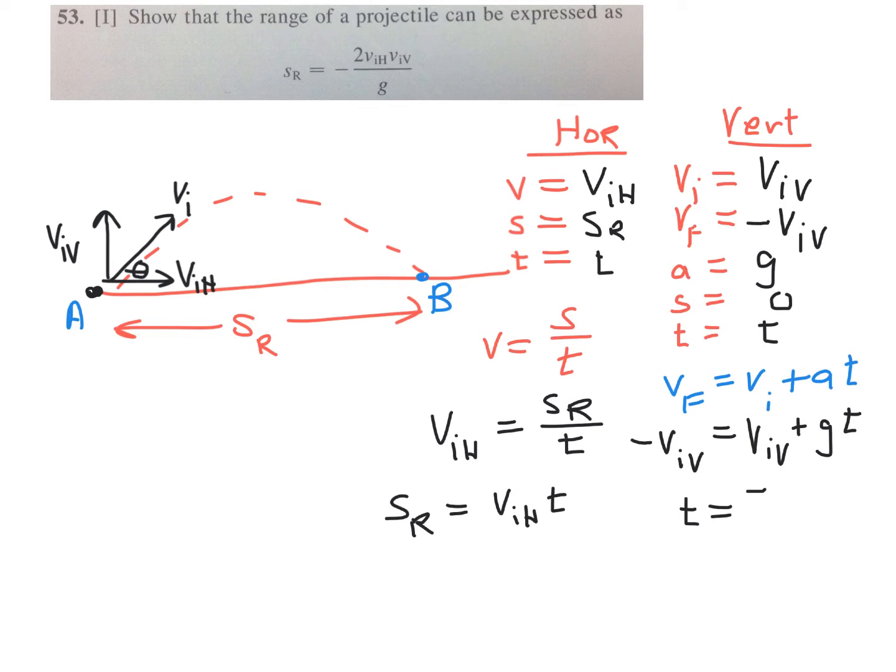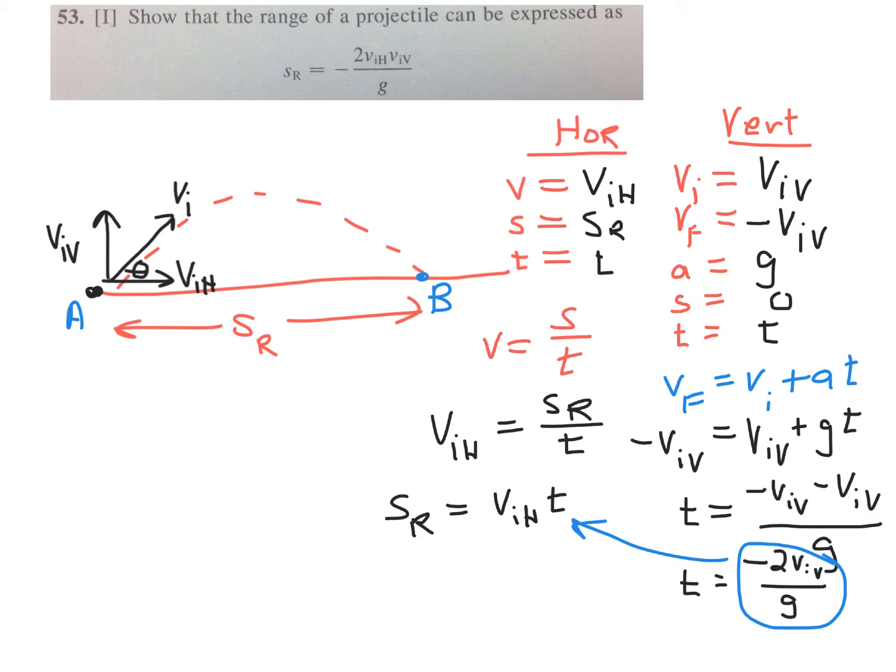And if you do that, you get negative v sub iv minus v sub iv, all over g. That's two steps in one. And then, because we have negative v sub iv minus v sub iv, it's negative 2 v sub iv all over g. Now you can see this coming together. I'm going to take that expression for t, I'll circle it in blue, and bring it over into t. I'll let you do that. That gives you the final answer we're looking for.